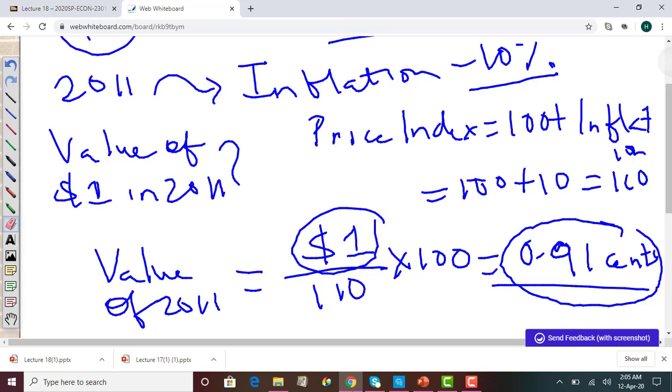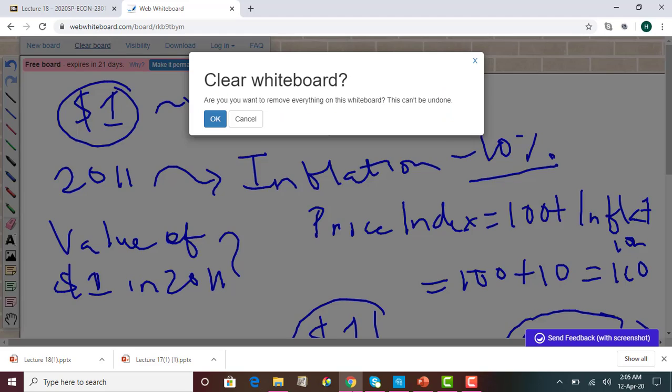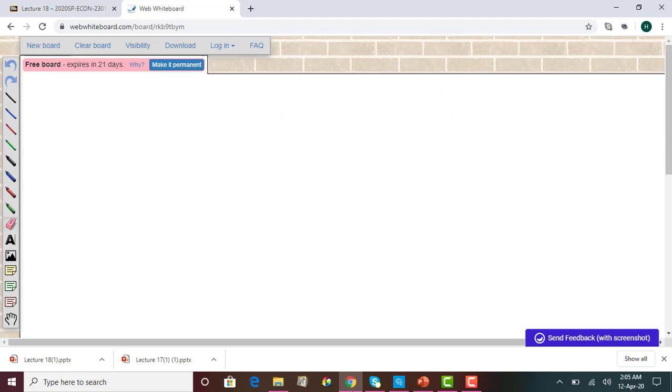Okay, so that's one example. Now I want to give another example. Let's say we are given a table for money supply. Assume we have 3 years: 2000, 2001, and 2002.